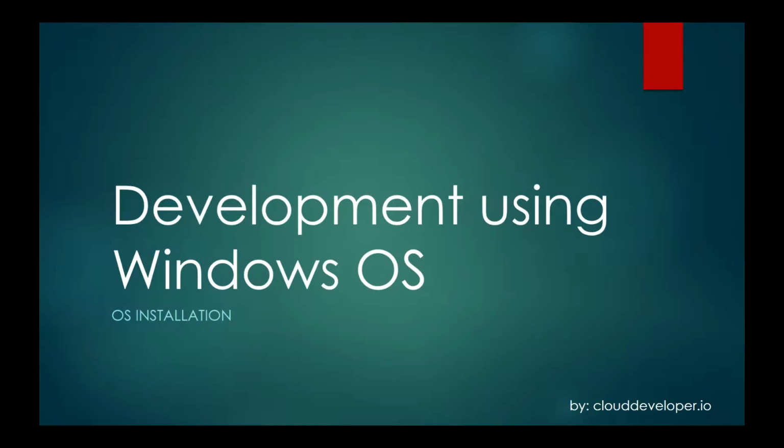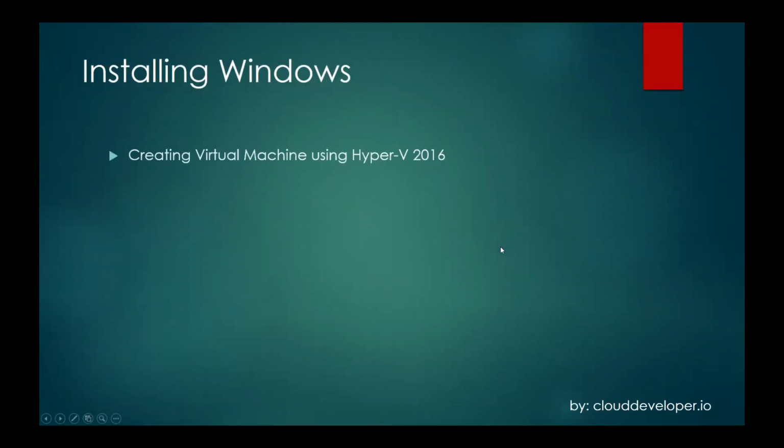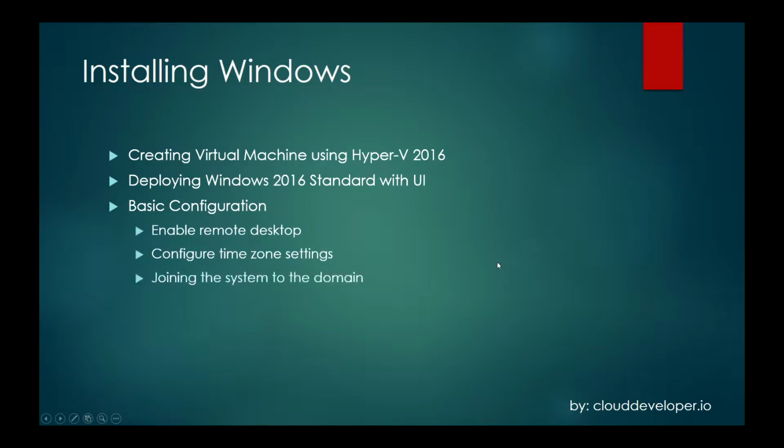I'm going to start off today by showing you how to install the Windows operating system. We're going to do this by using Hyper-V 2016, and we're going to be deploying Windows 2016 Standard with desktop experience or UI. We're going to go through some very basic configurations such as enabling remote desktop to make sure we can access the server or the system that we're going to be using later on using remote desktop connectivity instead of using the Hyper-V connection console.